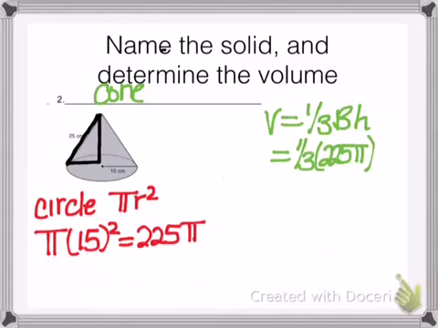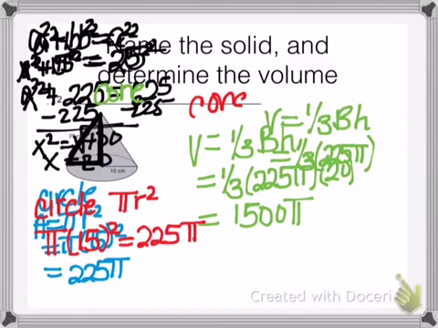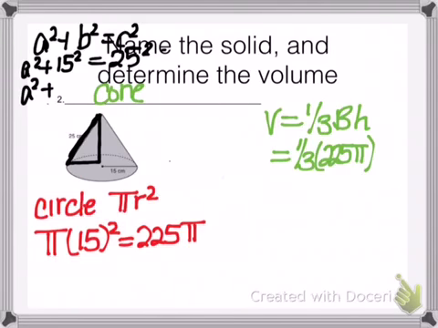So here's my right triangle. To solve it, I need to use the Pythagorean theorem. So that's going to give me a squared plus b squared equals c squared. And your slant side is always your hypotenuse. So that's going to give me 25 squared as my hypotenuse. So a squared plus 15 squared equals 25 squared. And to solve this, I'm going to need to get rid of my exponents. So 15 squared is 225. And 25 squared is 625.